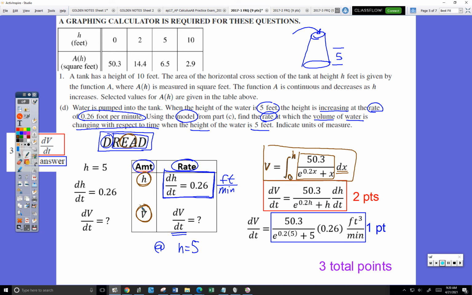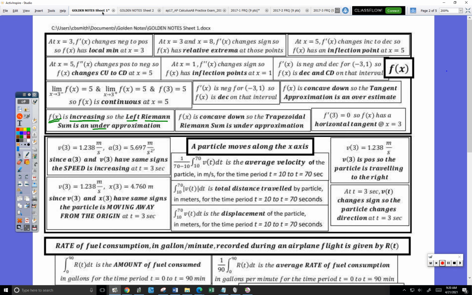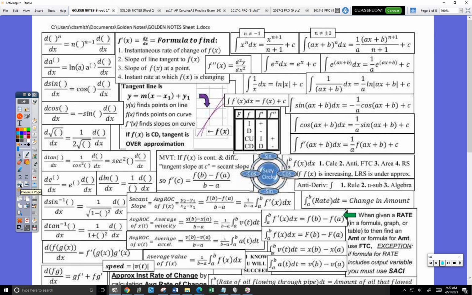So following the DREAD process, once I have my formula that uses the amounts, I now need to differentiate that formula with respect to time. So I've got to find dV/dt. That means I'm finding the derivative of this integral. So that's where we use this formula. The formula for finding the derivative of an integral is right here on the golden notes.